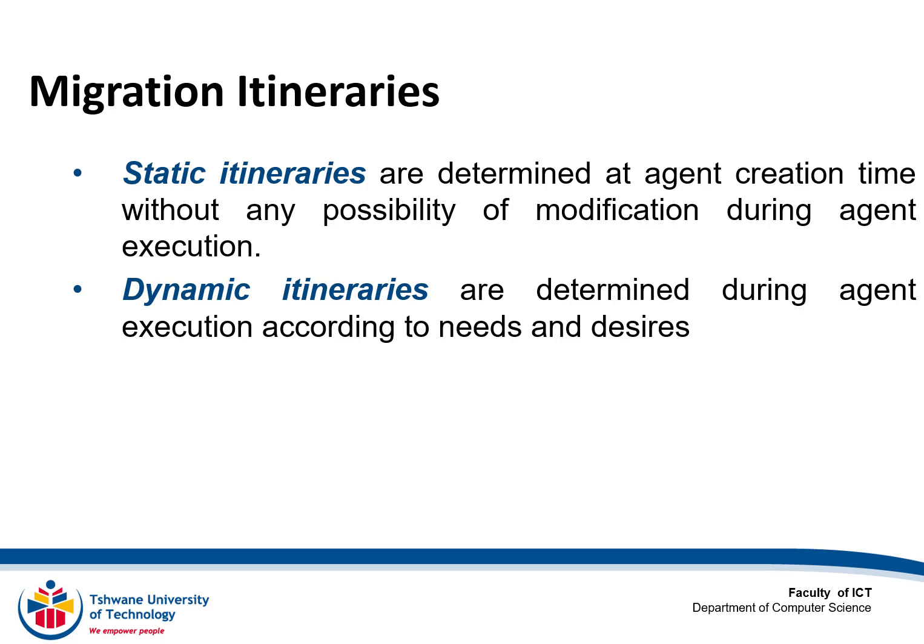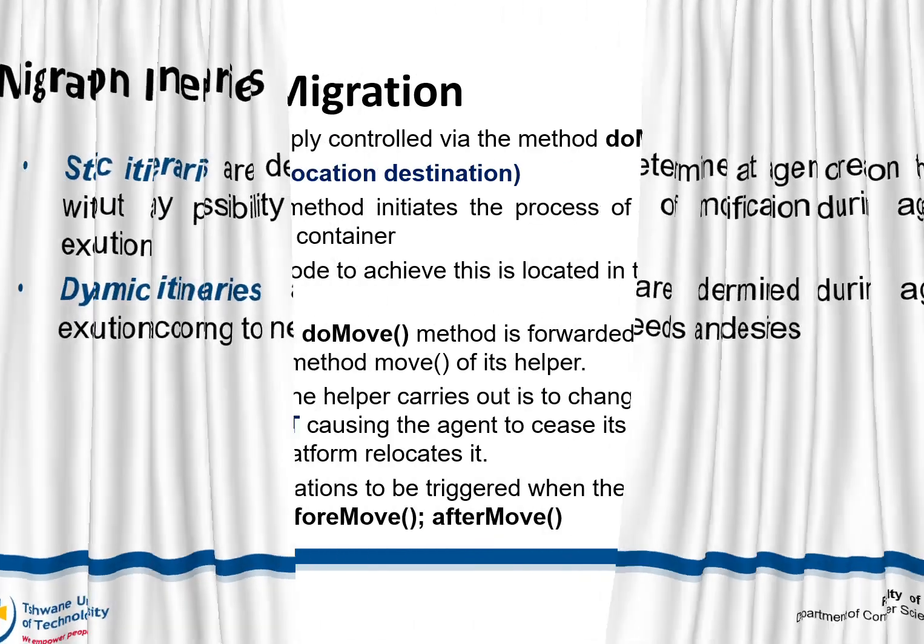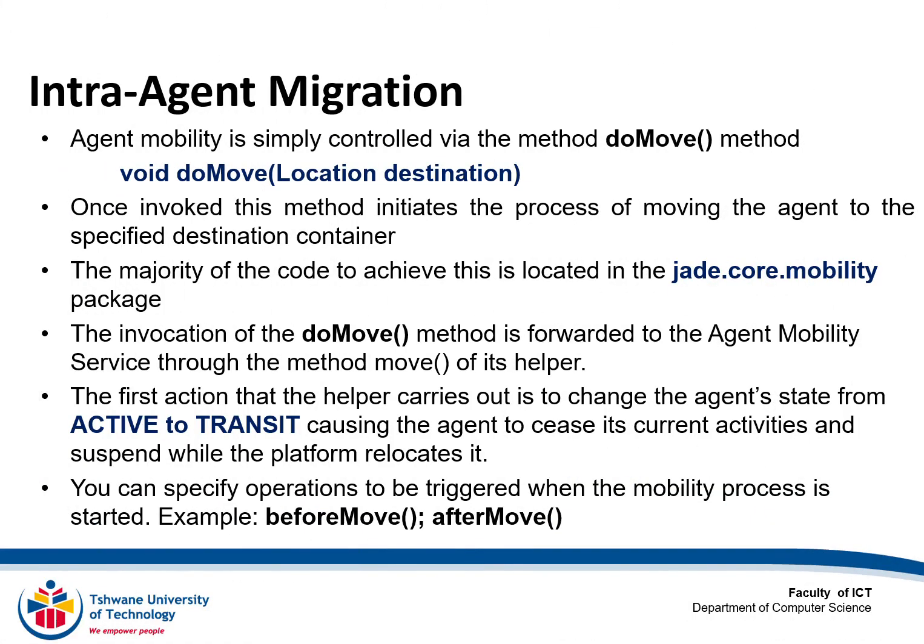The dynamic itineraries are determined during agent execution according to the needs and desires of a particular agent. So in this particular case, you'll notice that the one is defined upfront and the other one can be determined as the agent executes. It's quite easy. Just by remembering the name, static and dynamic should set you well.